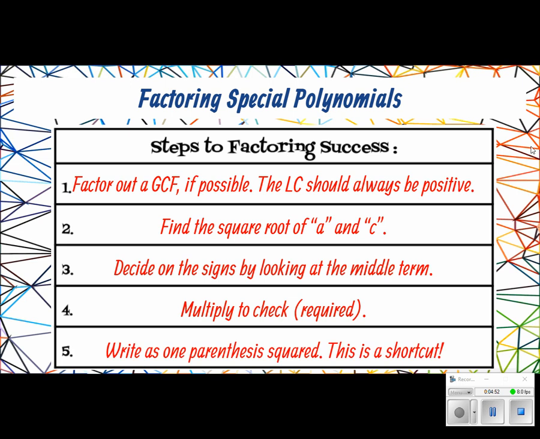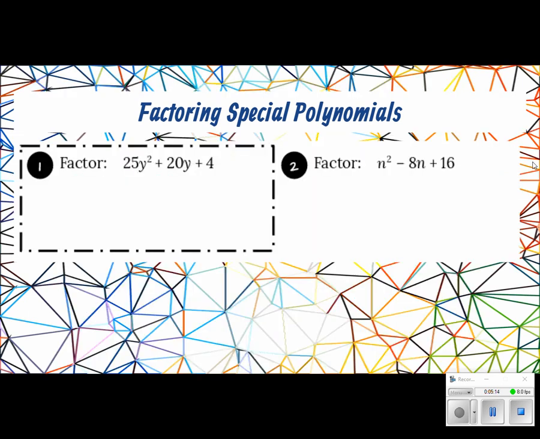And for this one, you need to write it as 1 parenthesis squared. And remember that this is a shortcut, but it doesn't always work for every single quadratic trinomial, it's just the ones that are the perfect square. So we're looking for that, can I take the square root of this and get a nice number? So these are special.